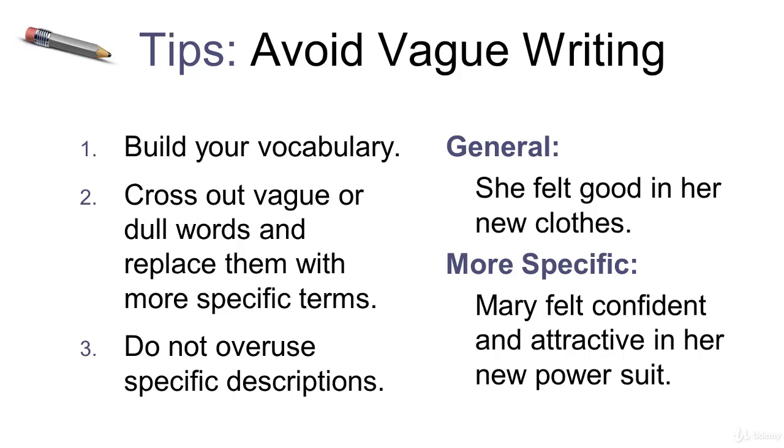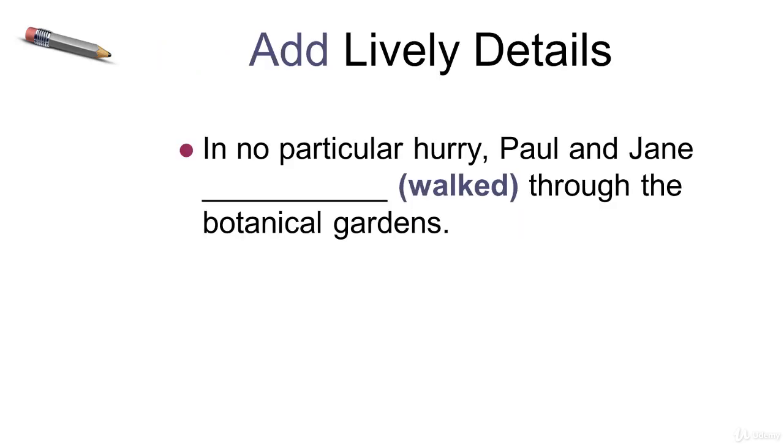That is my point. But we are still able to be more concise, to give specifics and more detail without overusing this technique. Okay, very good. In no particular hurry, Paul and Jane blank through the botanical gardens. Now you try to come up with a word other than walked that will vividly describe how they were walking through the botanical gardens. So you're trying to come up with a more vivid word for walked.